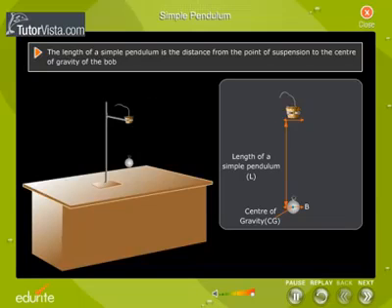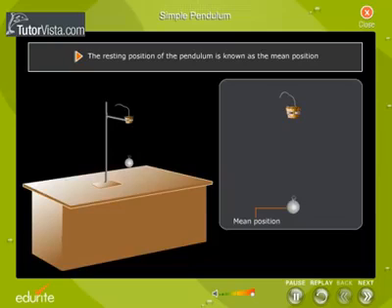The length of a simple pendulum is the distance from the point of suspension to the center of gravity of the bob. The resting position B of the pendulum is known as the mean position.